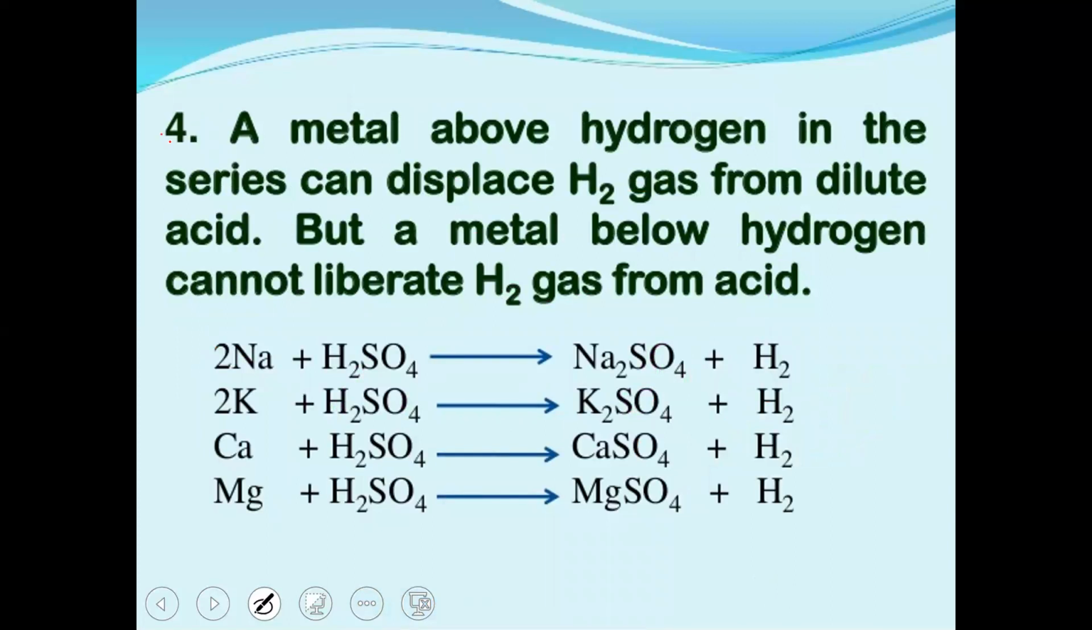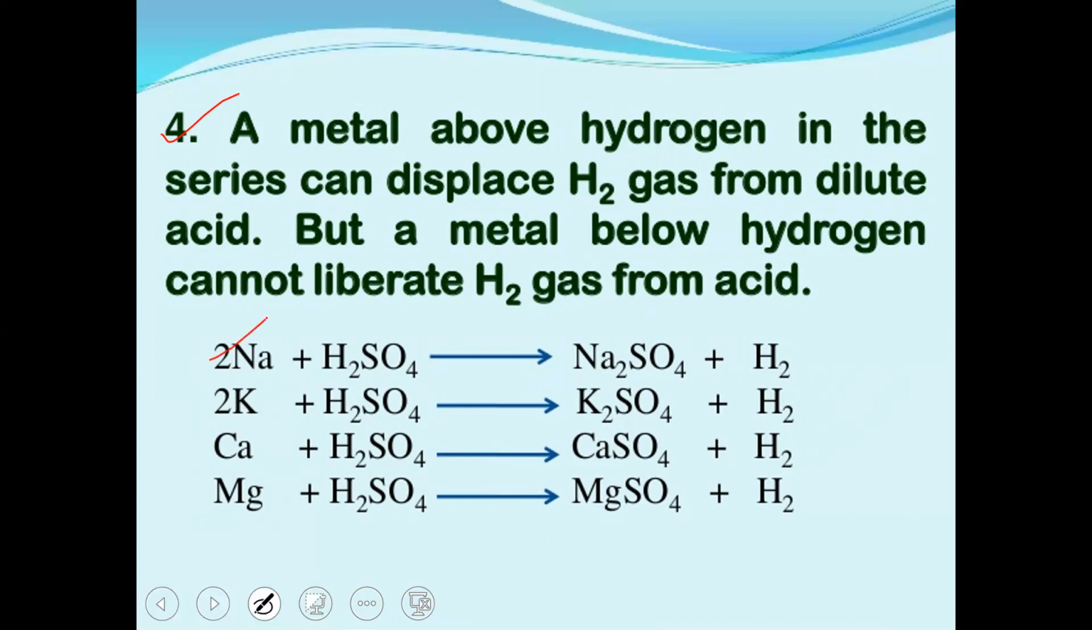So the next one is metals above hydrogen. The metal present above hydrogen in the series can displace the hydrogen gas from the acids. But a metal present below the hydrogen cannot liberate the hydrogen gas from the acid. All these metals, like sodium, potassium, calcium, magnesium, are present above the hydrogen in the series. That is why they can liberate the hydrogen from its acids.